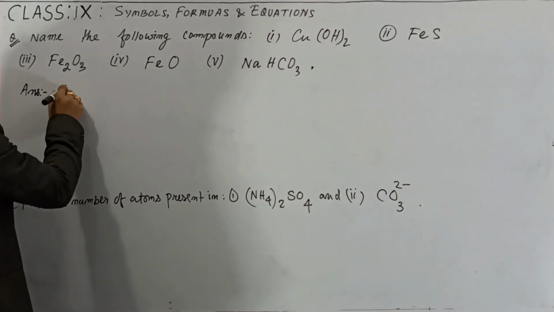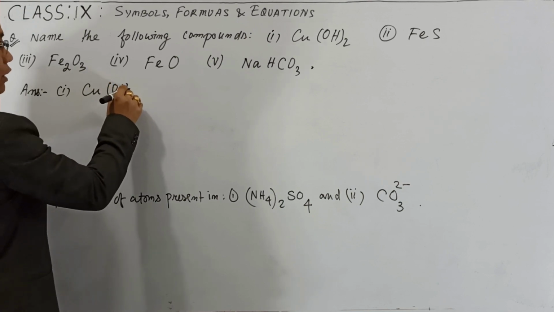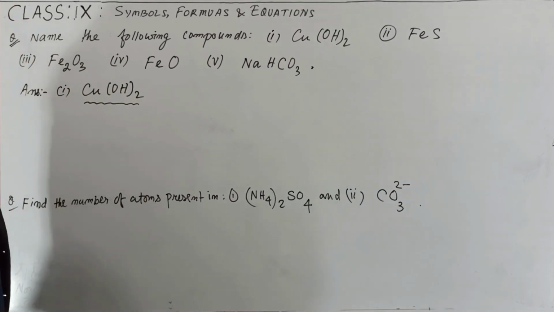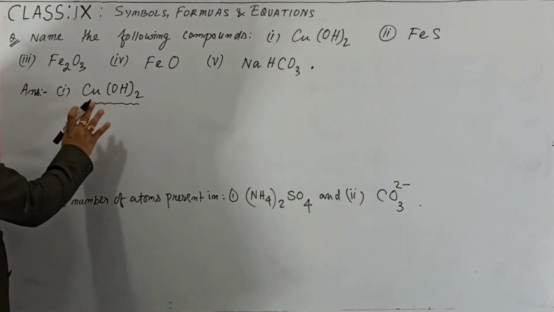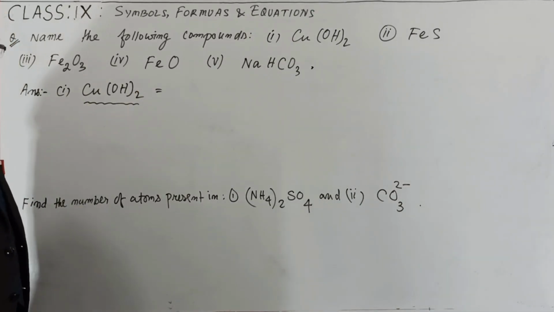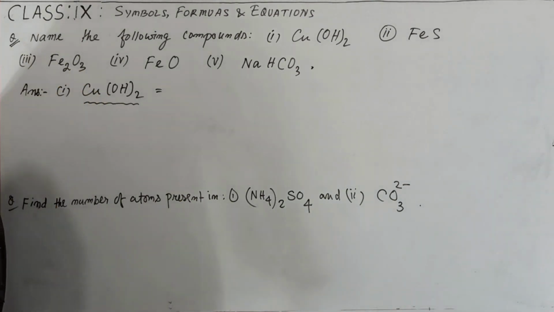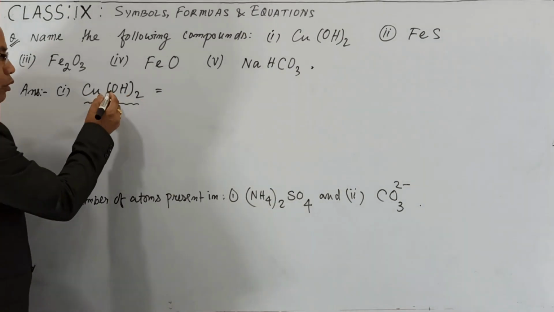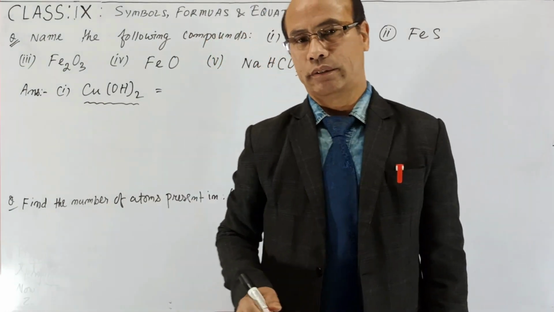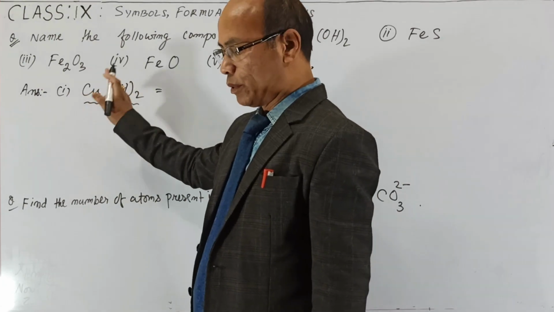Roman number 1, CuOH2. So this is the chemical formula given to us and we are going to write the name of this particular compound. How to write the name of the particular compound? Whose symbol is this? Look, Cu. Cu is the symbol for copper. And whose formula is this? OH? OH is the formula of hydroxide. This is the formula for hydroxide and this is the symbol for copper.